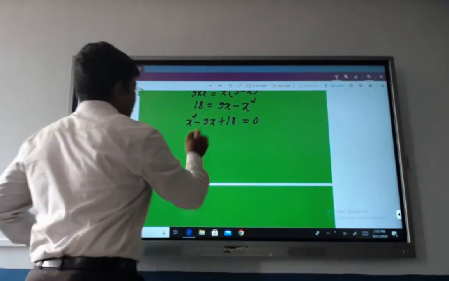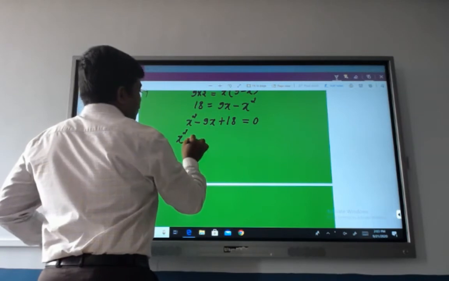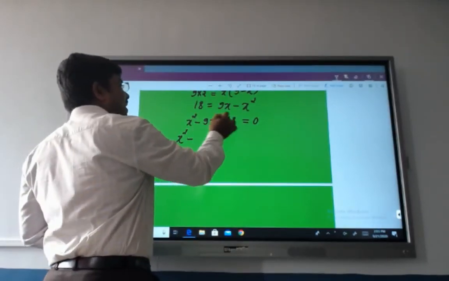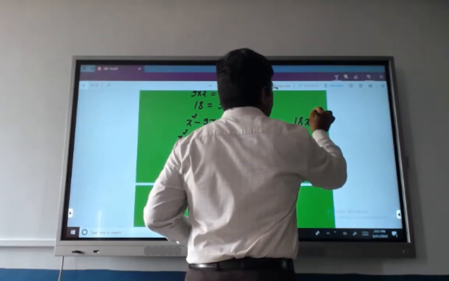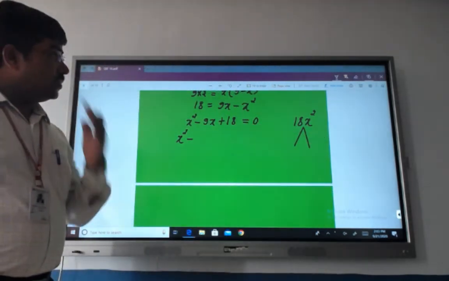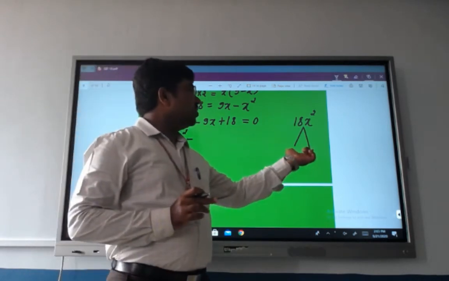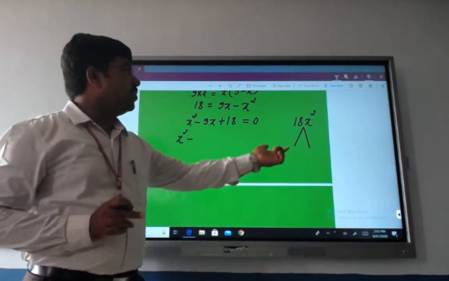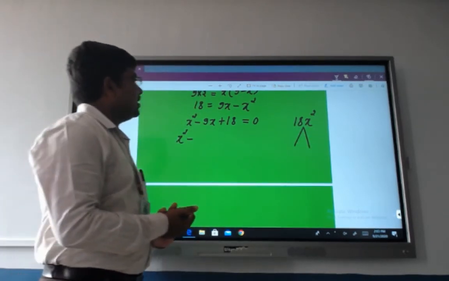So first let us go to the factorization method. We take x square minus 9x plus 18. What we have to do here: first term and last term, x square into 18, we get 18x square. So we can split this. See, what we need here is two terms whose product should be 18x square, and if we add or subtract, it should be 9x.